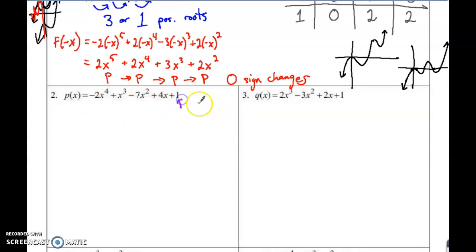So looking at the constant, there are 0 roots at 0 because it crosses the y-axis at 1, so it doesn't cross at 0. So now I'm looking at the sign changes: negative to positive to negative to positive to negative. That is 1, 2, 3 sign changes. I must have said that wrong. Let me fix that right there. Positive, positive does not change. So that means 3 or 1 positive roots.